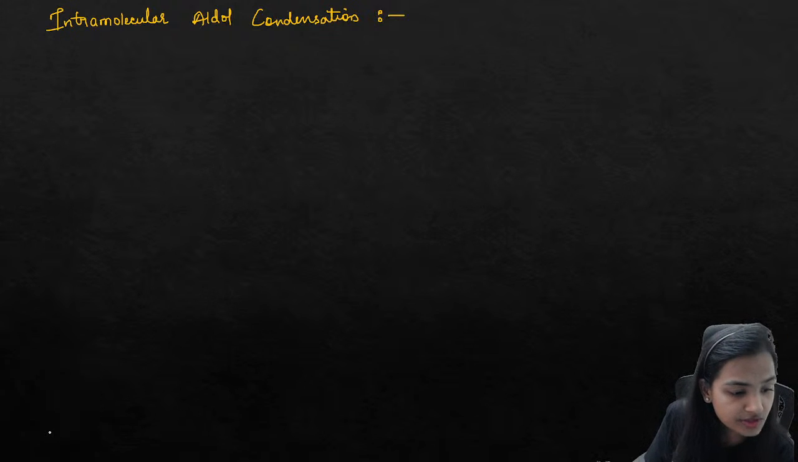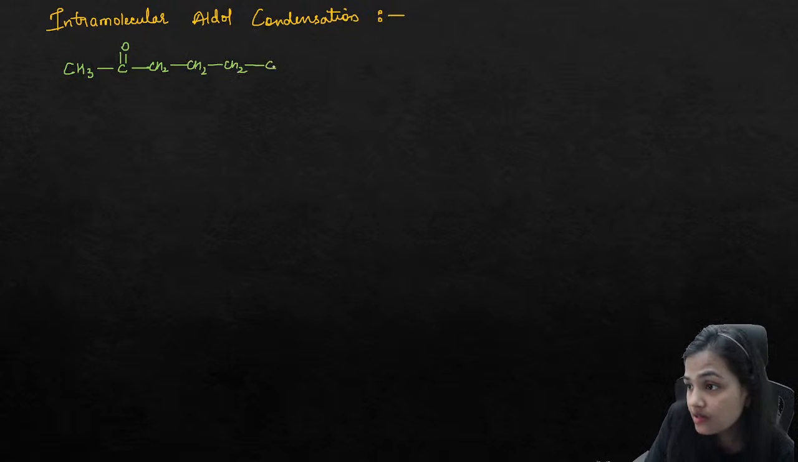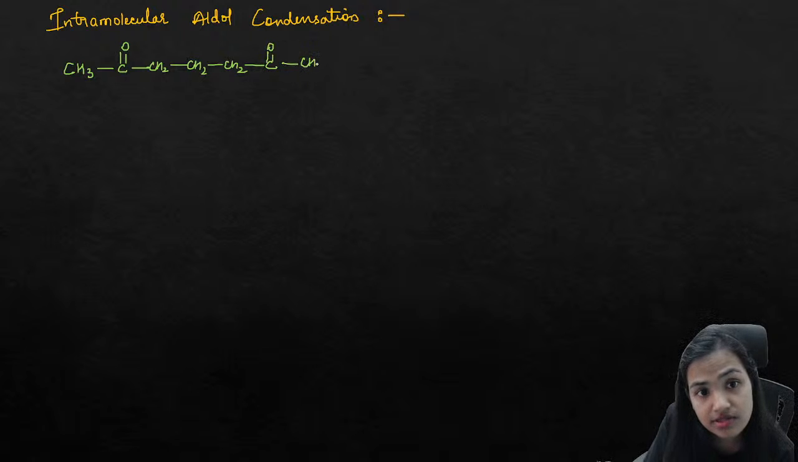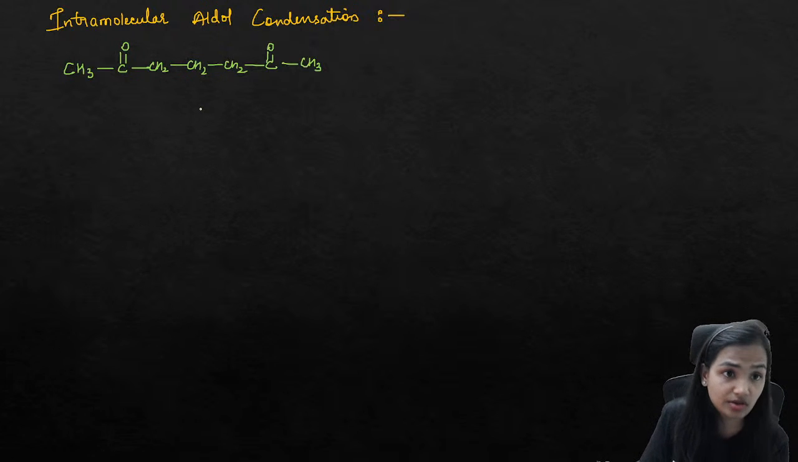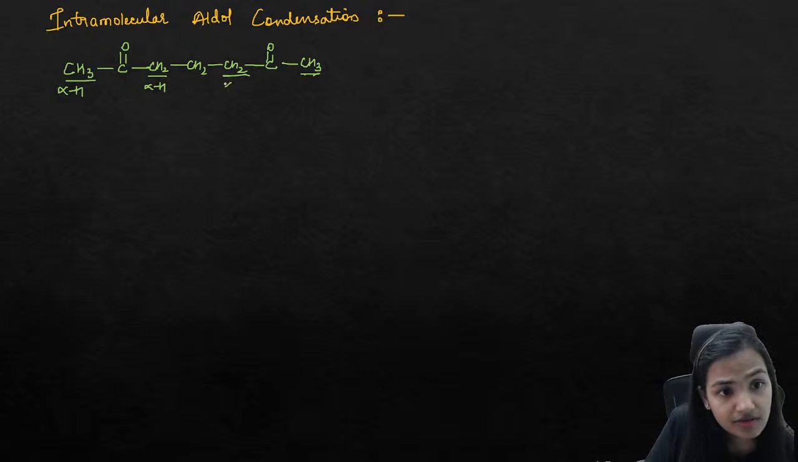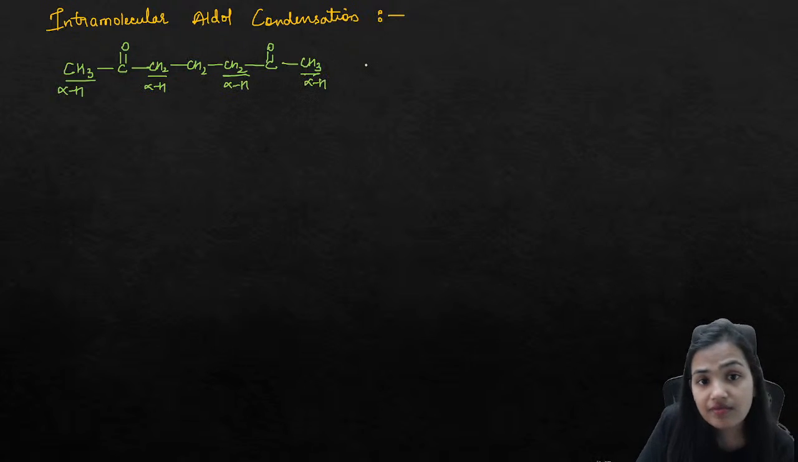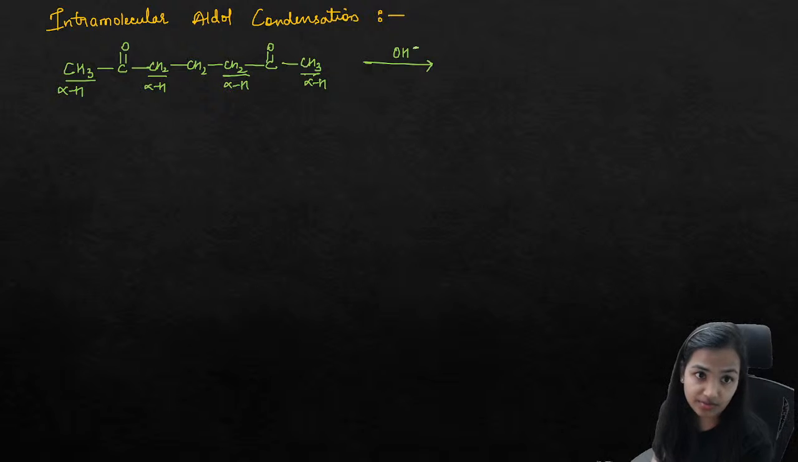When I look at this particular molecule, let us take an example: CH3C=O, CH2CH2CH2, let's say this is C=O CH3. Whenever you have the intramolecular aldol condensation, I am talking about aldol condensation, so definitely you will have alpha hydrogens. Yes, they all are alpha hydrogens. Alpha hydrogens are needed, and in the presence of a base the reaction has to happen. We have so many alpha hydrogens.